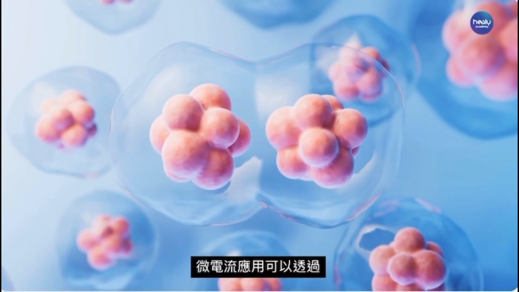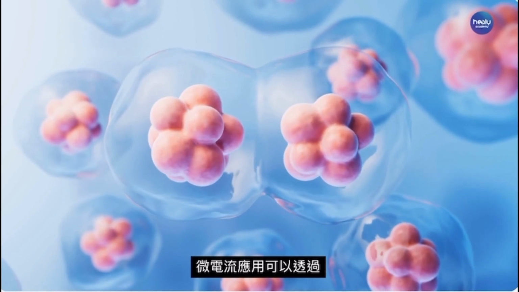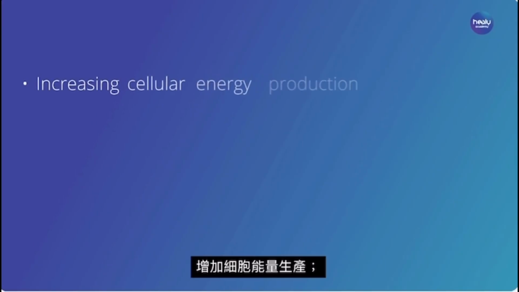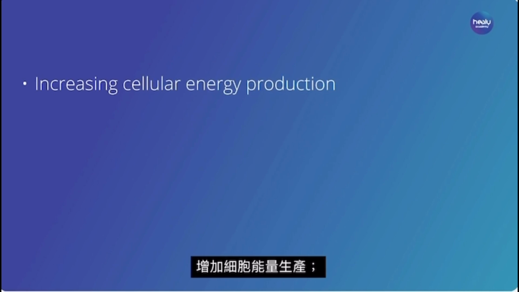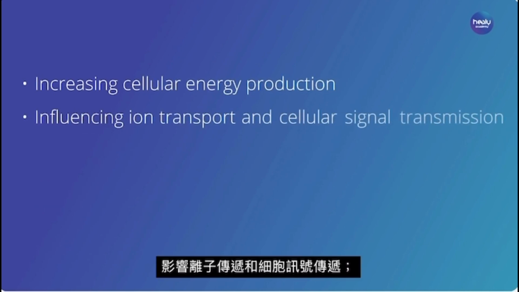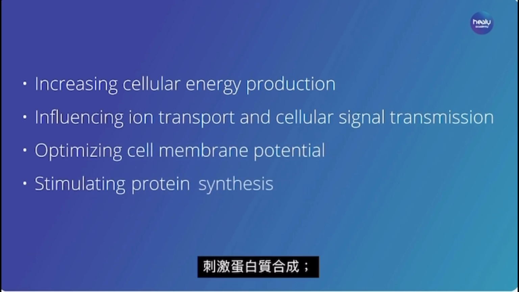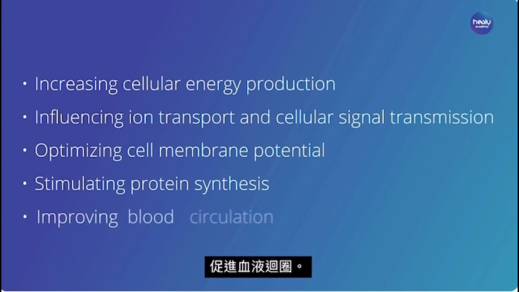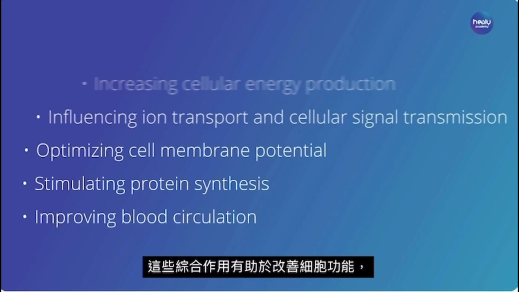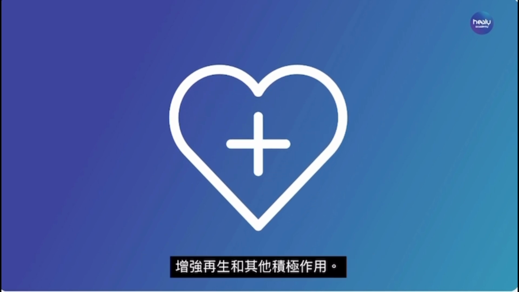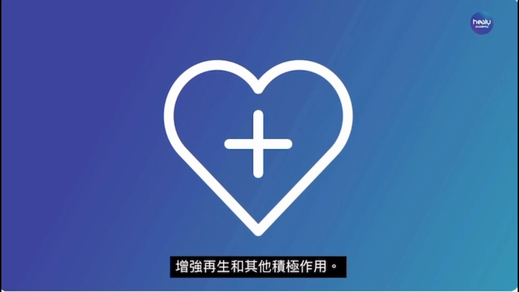Microcurrent application can enhance and regulate the cell metabolism through a number of mechanisms, such as increasing cellular energy production, influencing ion transport and cellular signal transmission, optimizing cell membrane potential, stimulating protein synthesis, and improving blood circulation. These combined effects can contribute to improved cellular function, enhanced regeneration, and other positive effects.